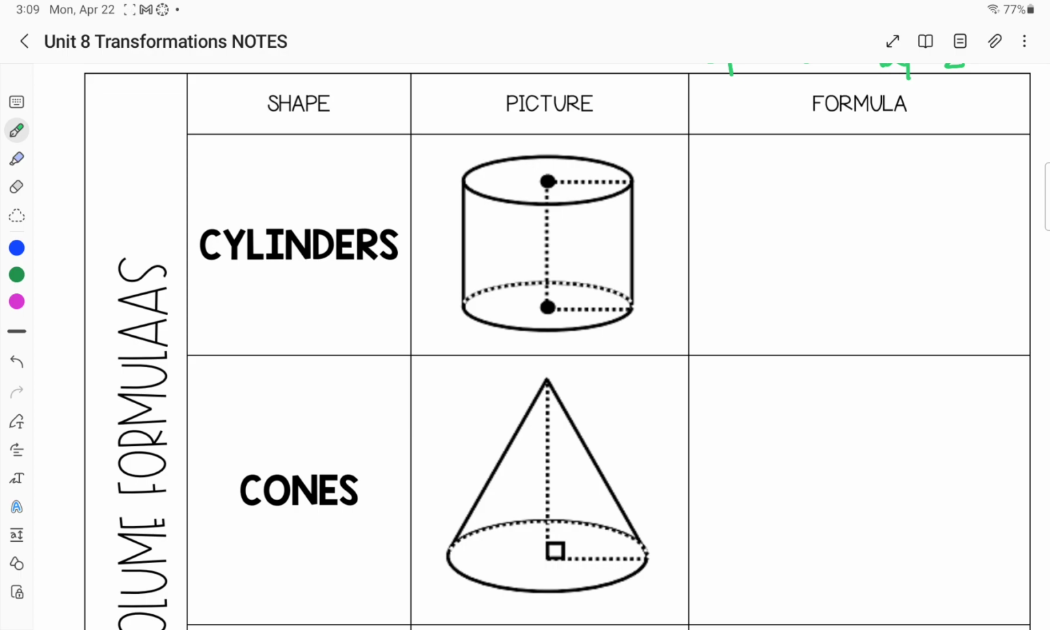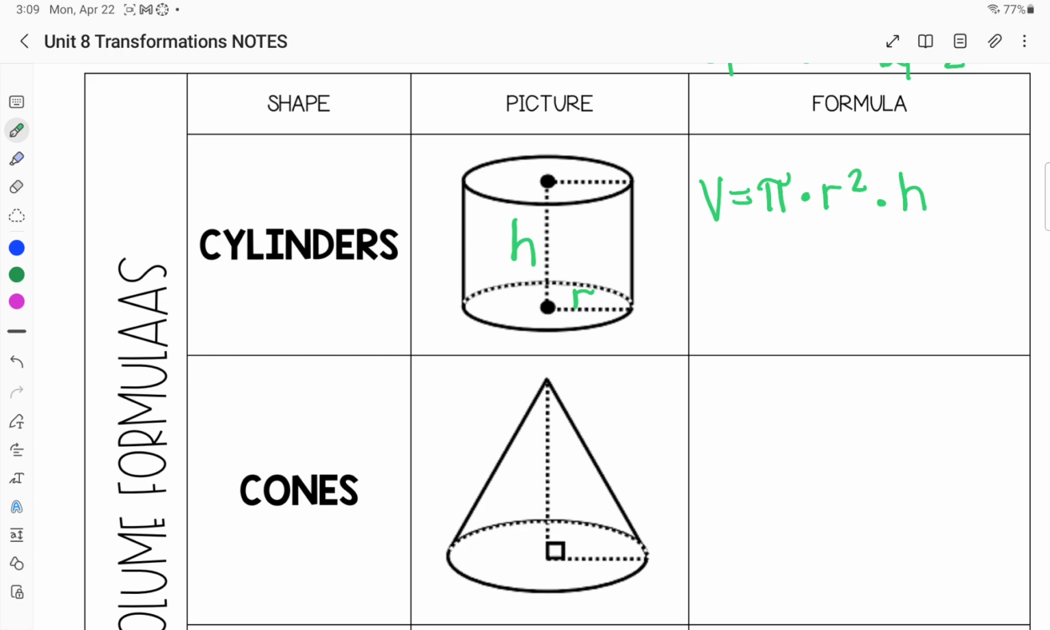So the volume of a cylinder. Our volume is going to equal pi times radius squared times our height. And you can put the whole thing in your calculator, and you are going to use the pi button. So it'd be pi times radius squared times height. And again, our radius is here, our height is here. Your height is not going to be inside your circle.